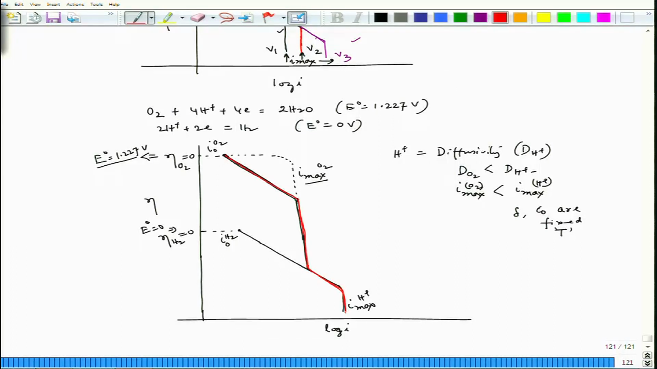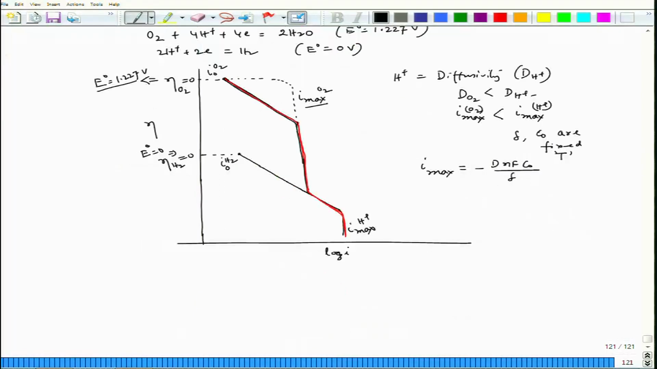If I can go to a very high overvoltage, or a great degree of polarization on the cathodic side, this also has a relation with the diffusivity part. Finally, it is this equation which governs this kind of I max variation, which is minus D n F C0 by delta. So this is about concentration polarization as well as activation polarization, and how they look in combination. Now, let us get to the fundamentals of mixed potential theory.